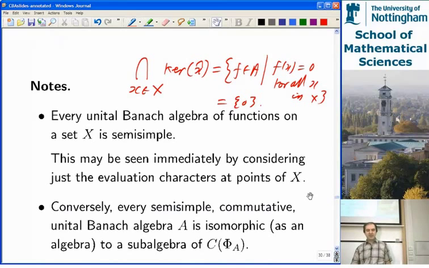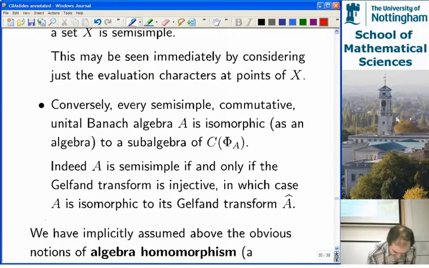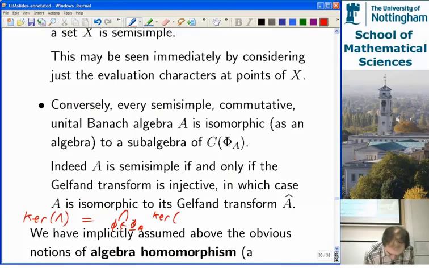Now, the interesting thing is that if you've got a semi-simple commutative unital Banach algebra, then it is, in fact, an algebra of functions on some compact space, up to isomorphism. Because if you look at what the kernel of the Gelfand transform is, it's the intersection of the kernels of the characters. So let's say the kernel of hat is equal to the intersection over phi in the character space of the kernel of phi.